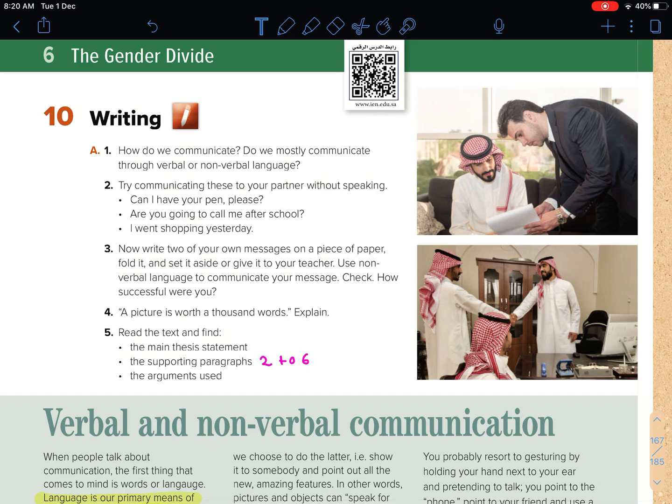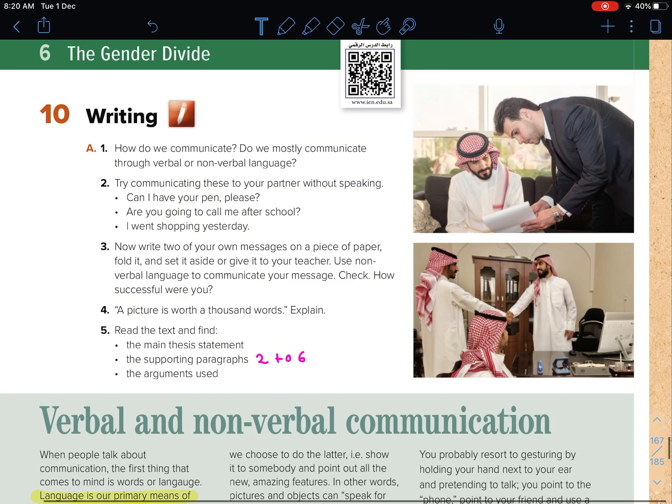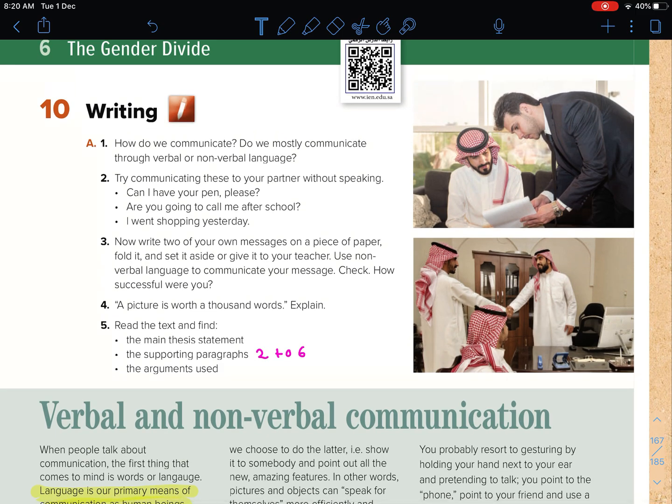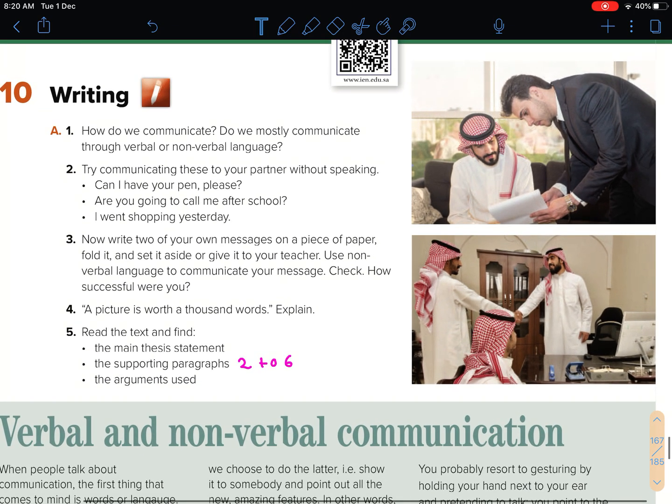So please move on to pages 90 and 91, and as a reminder, this unit is called the gender divide. Okay, 10 writing. Let's take a look at section A. So how do we communicate? Do we mostly communicate through verbal or non-verbal language? كيف نتواصل? Do we communicate من خلال التواصل الشفهي أو الغير شفهي?